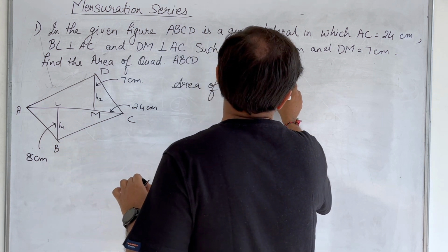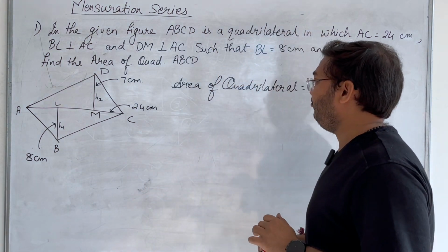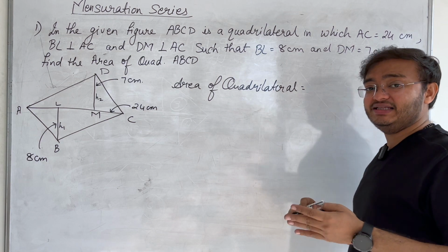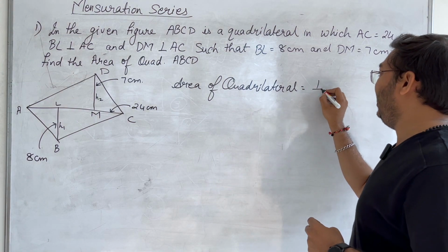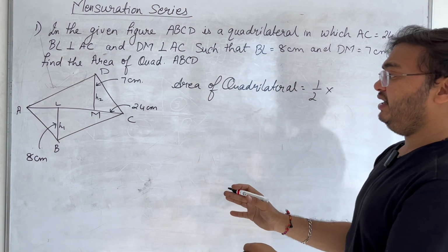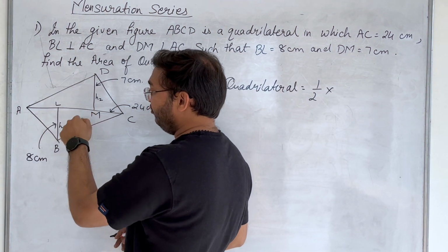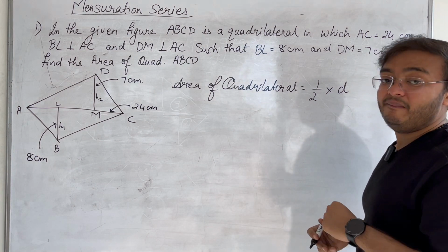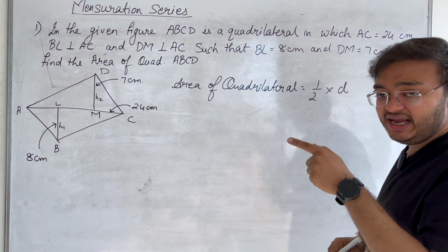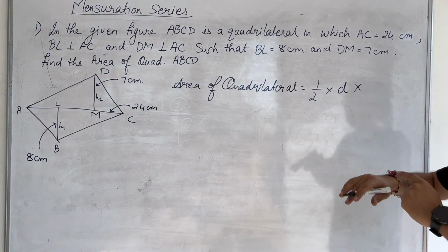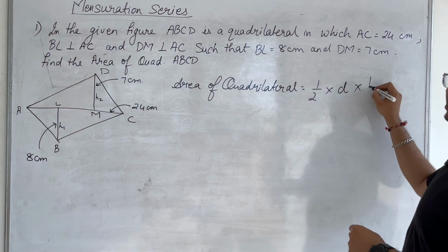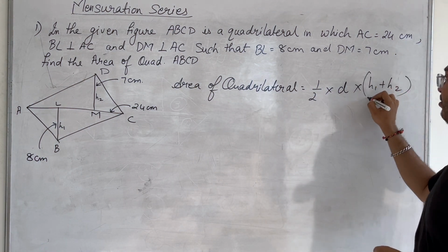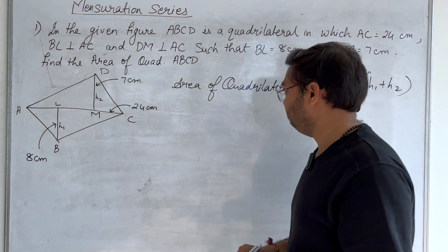And I have been told to use the formula for the area of a quadrilateral, taking the base formula as half into base into height. So half. In this quadrilateral, what's my base? The base of both the triangles is AC, and AC is my diagonal. Half into base into height. I have 2 heights, so height 1 plus height 2. This is the formula for the area of a quadrilateral.